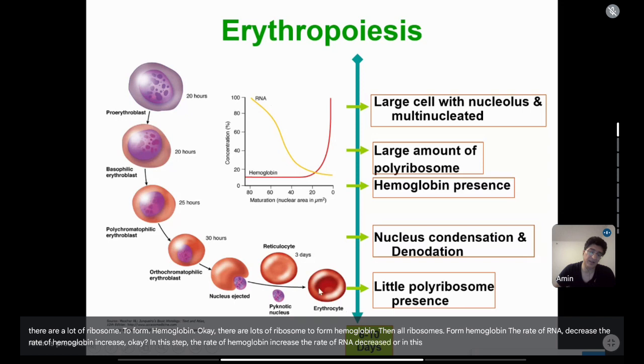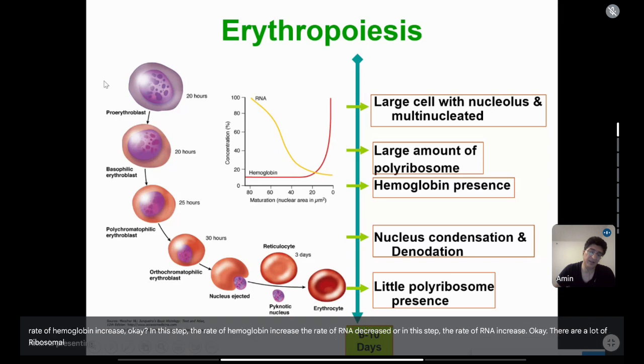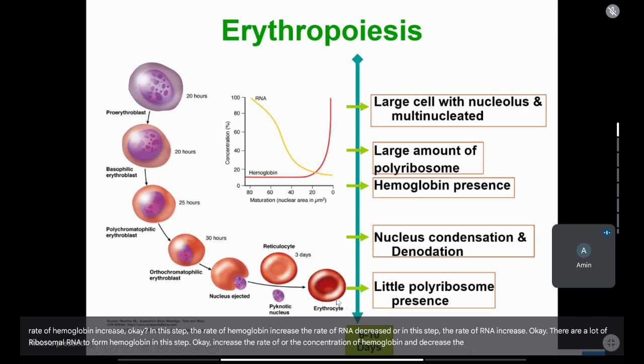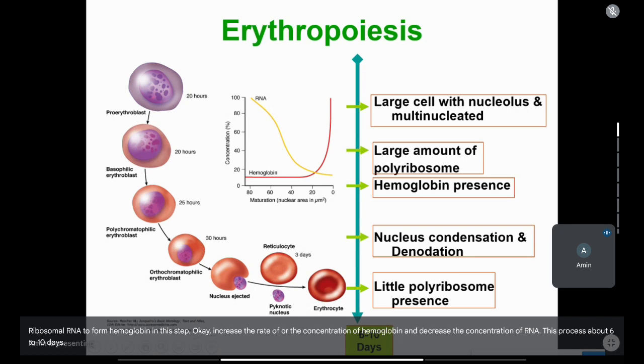Or in this step, the amount of RNA increases. There is a lot of ribosomal RNA to form hemoglobin in this step. The concentration of hemoglobin increases and the concentration of RNA decreases. This process takes about 6 to 10 days, the first step to produce a mature erythrocyte.